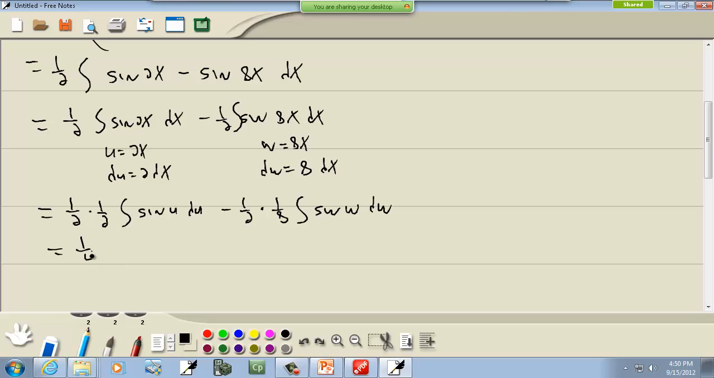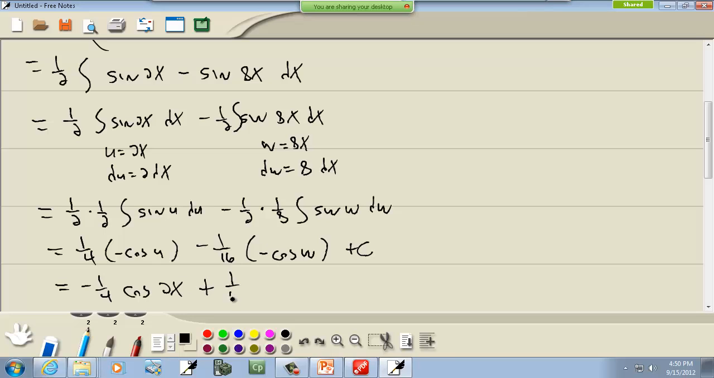So that gives us 1/4. The integral of sine is negative cosine, so that's negative cosine u, minus 1/16, and the integral of sine is again negative cosine, so that's negative cosine w, plus c. Put negatives out in front, so I got negative 1/4 cosine of u was 2x. Put negative out in front here, becomes a positive 1/16 cosine of w, and w was 8x, and then plus c. And that's our answer.